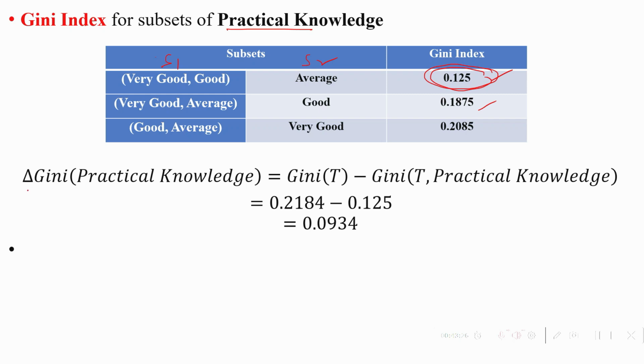So here the delta Gini of practical knowledge equals Gini of target variable minus Gini of target variable with respect to practical knowledge. The practical knowledge has the value 0.125, which is the lowest value. So if you select practical knowledge as a root node, then the best splitting condition is very good and good on one side, that is subset 1, and subset 2 equals average. Like that we are going to split the data into two parts. So here the delta Gini value equals 0.0934.